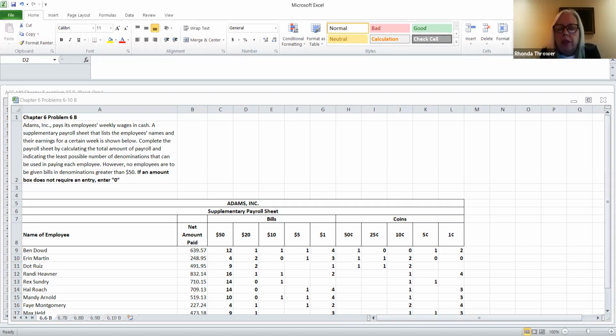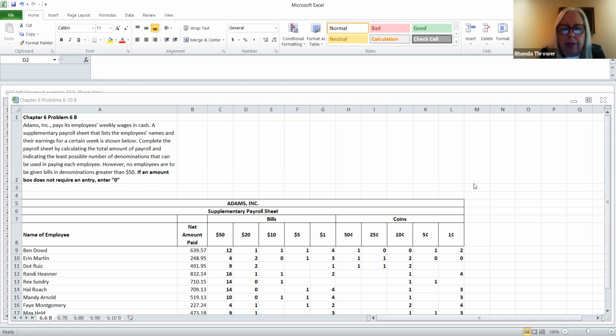You should be able to see my Excel screen now, and we're going to be looking at Chapter 6, Problems 6 through 10b. The first problem we're going to look at is Chapter 6, Problem 6b.